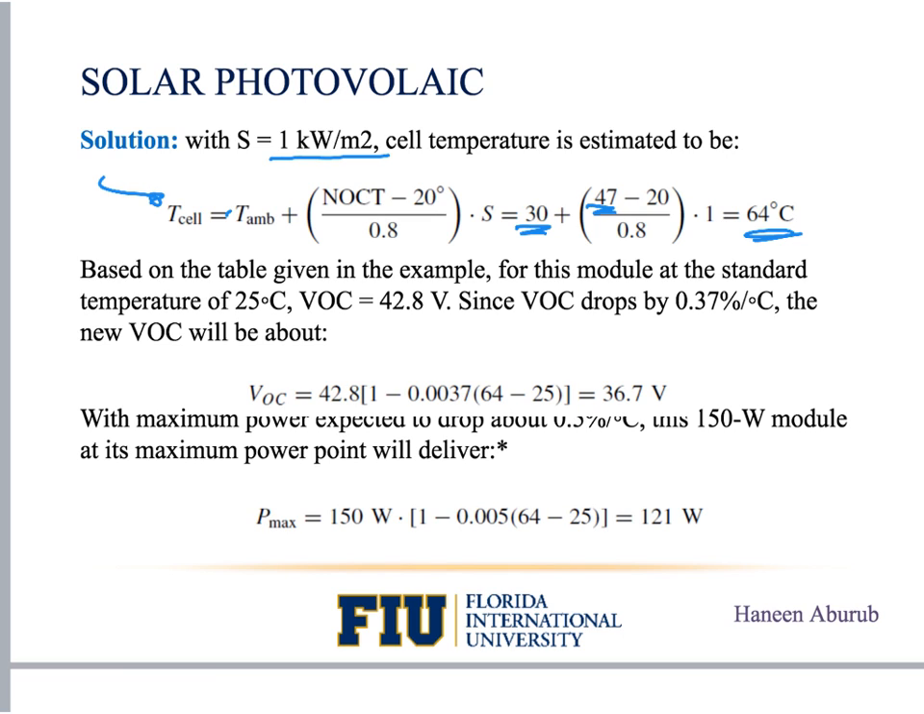the V open circuit will be 42.8 volts. Since the V open circuit drops by 37% per each degree Celsius, the new V open circuit will be about 36.7 volts, with the maximum power expected to drop by 0.5% per degree Celsius. So for each degree Celsius there is a drop of 0.5%. Thus the 150 watt module with its maximum power point will deliver 121 watt.